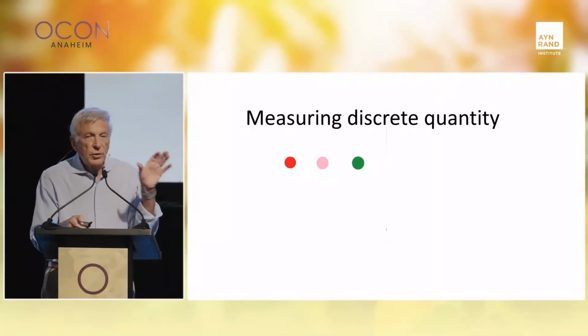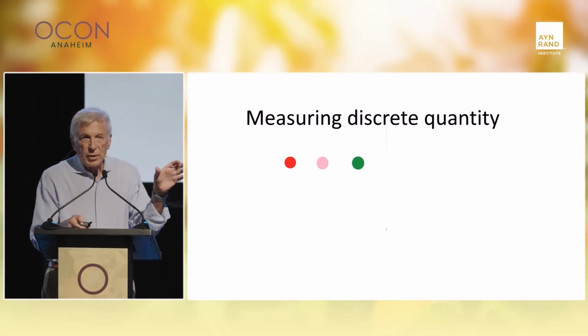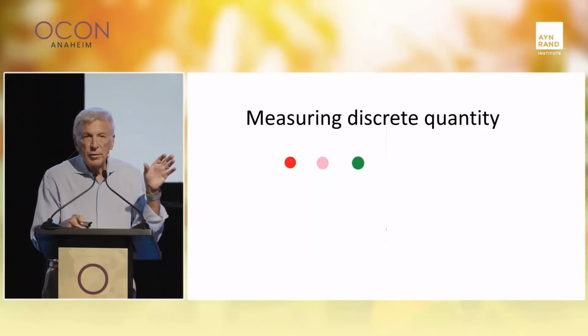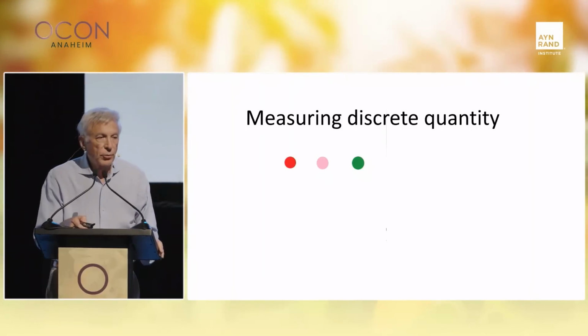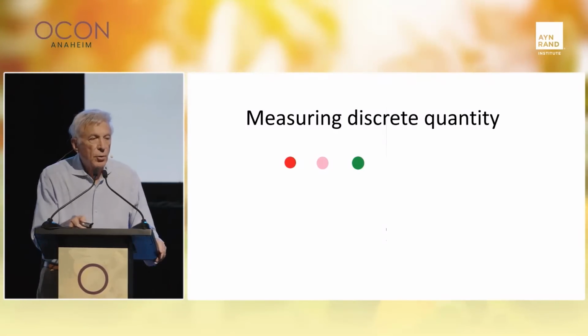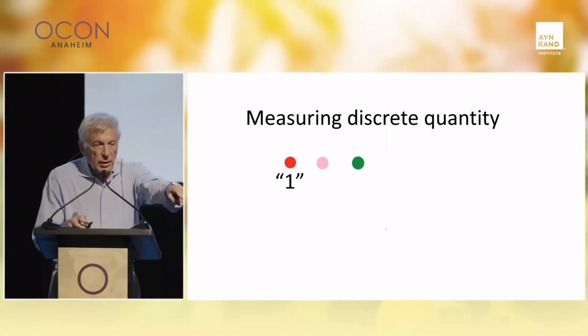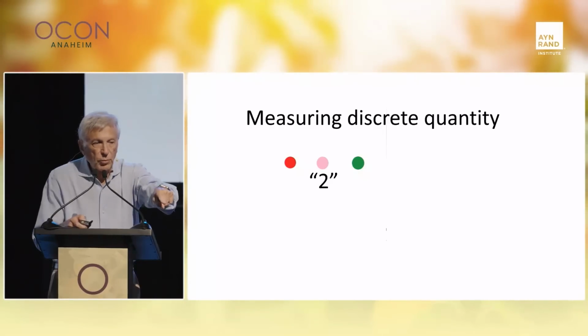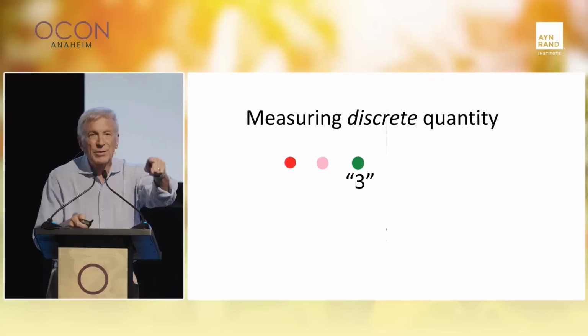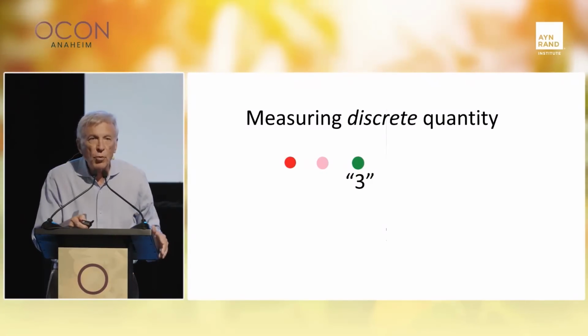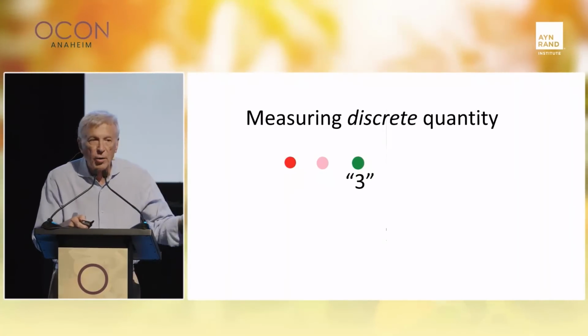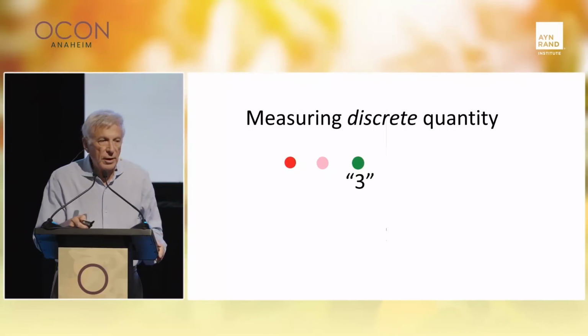So let's take the discrete quantity first. Measuring the quantity of things. Here we got 3 things. How do we do it? We say 1 and we touch or point to the first one. We say 2 and we touch or point to the second one. We say 3 and we touch or point to the last one. They have all now been counted, right? A number, a numeral, has been assigned to each one.